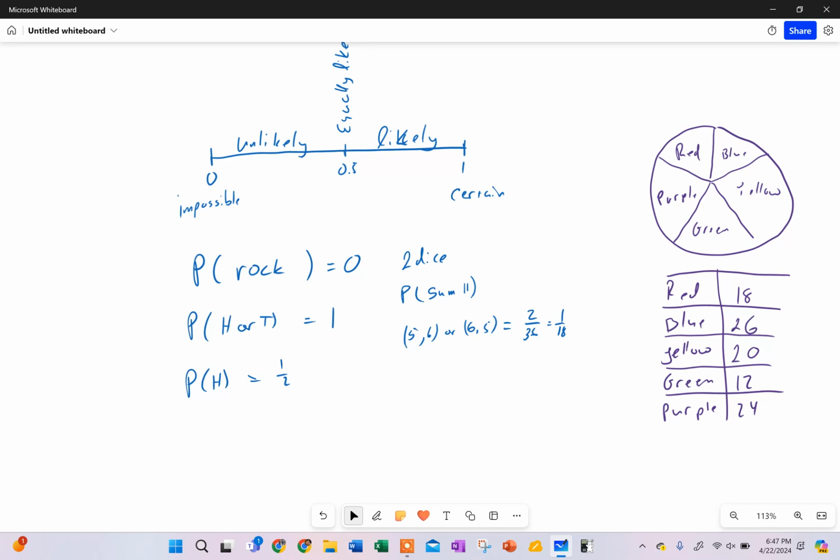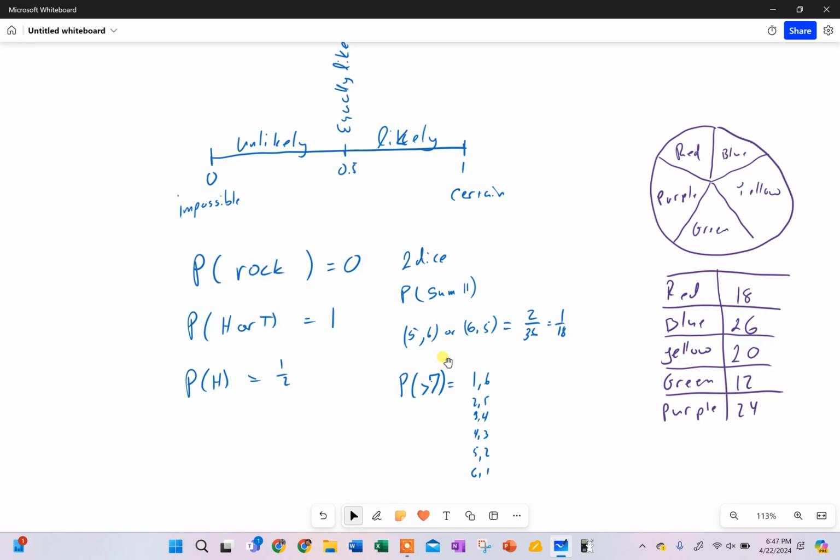If I said, what's the probability of getting a 7 when you roll 2 dice? That's going to be 1 and 6, 2 and 5, 3 and 4, 4 and 3, 5 and 2, or 6 and 1. That's 1, 2, 3, 4, 5, 6. Oh, what am I doing? That's supposed to be 5 and 2, and 6 and 1. Let's say 7 or greater. Say the probability of getting something greater than 7.